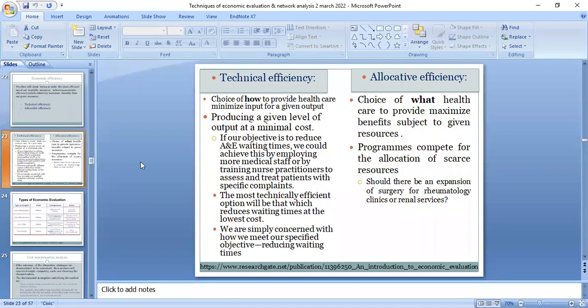While in allocative efficiency, programs compete for the allocation of scarce resources. The example included must be, should there be an expansion of surgery or rheumatology clinics or renal services?